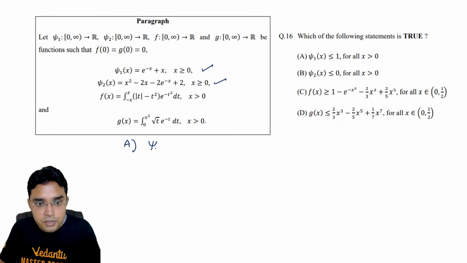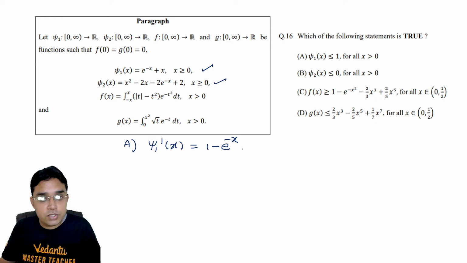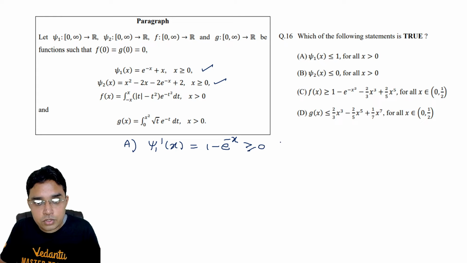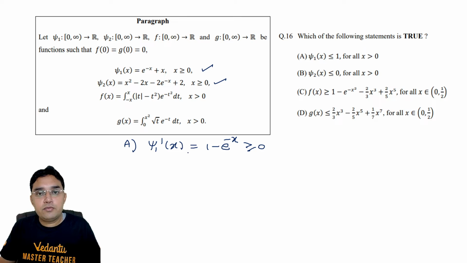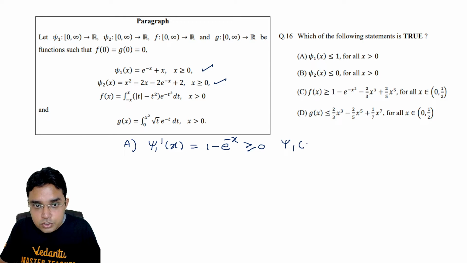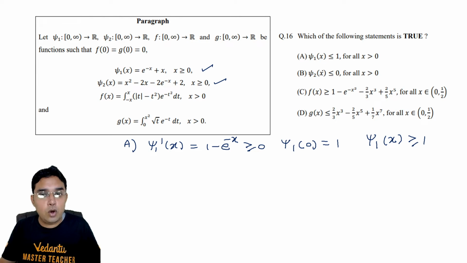Here, if I differentiate the Psi1(x) function, Psi1 dash will be equal to 1 minus e power minus x. And because x is greater than 0, this will be greater than or equal to 0. So I can say the Psi1(x) function should be increasing. And because Psi1(0) is equal to 1 here, all values of this function Psi1(x) should be greater than or equal to 1. Whereas in this option they have given it opposite, so A is wrong.